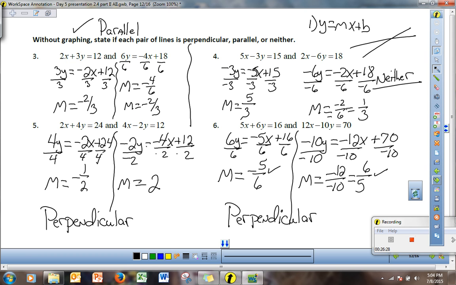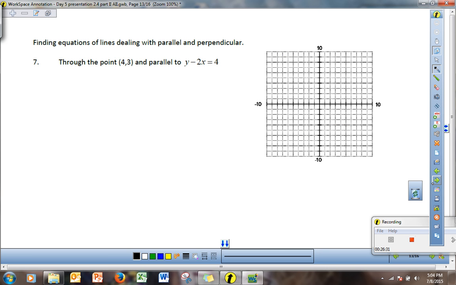So now if you would flip over to the back, this ties into what we did last time. So what I need you to remember is this. Parallel lines have the same slope. Perpendicular lines have opposite reciprocal slopes. So here goes. On number 7, it says, finding the equation of a line seen with parallel and perpendicular. I would like to find the equation of a line that goes through the point 4, 3 that's parallel to y minus 2x equal 4.